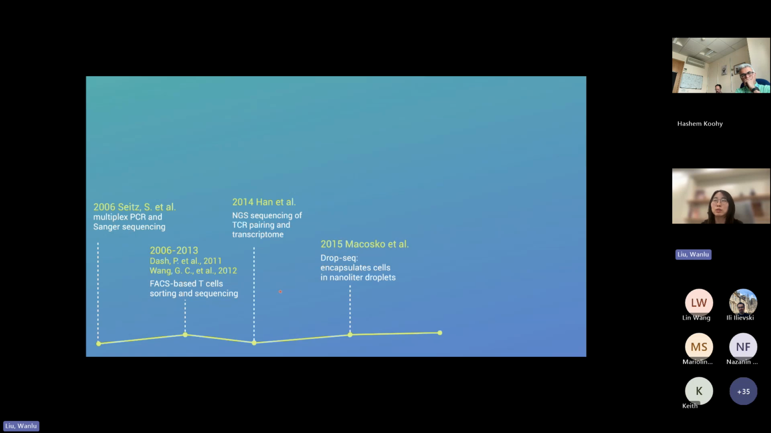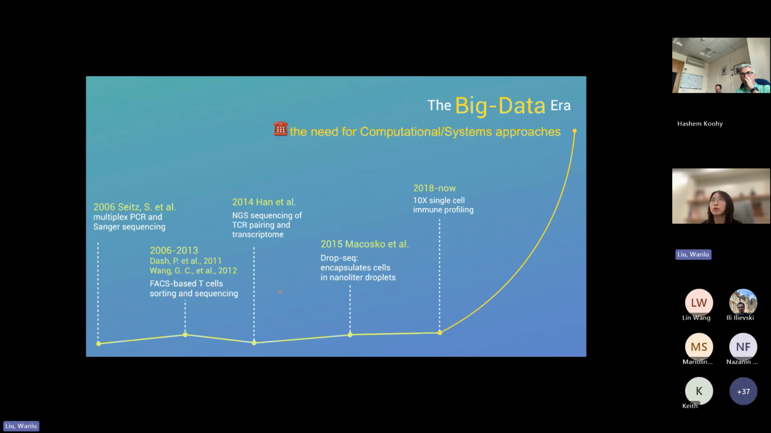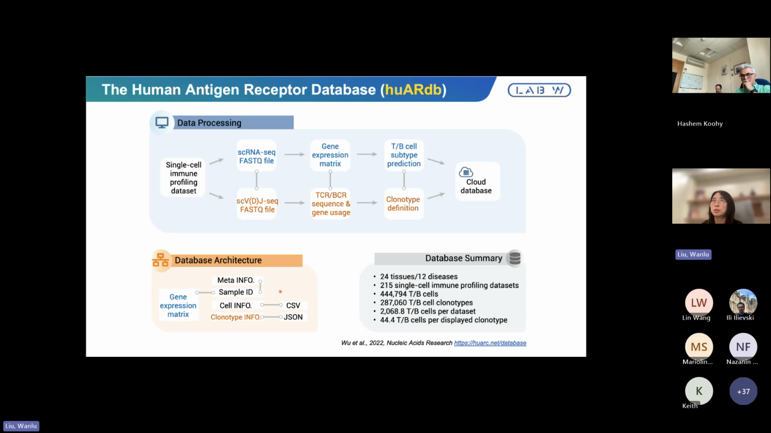And then with the development of Drop-seq, single cell technology really entered commercialization, and in 2018, 10x Genomics made the single cell immune profiling technique a commercially available kit. So it really entered the big data era. And with the massive data available in the field, it really started to call for computational or systems approaches to analyze those data in more depth.